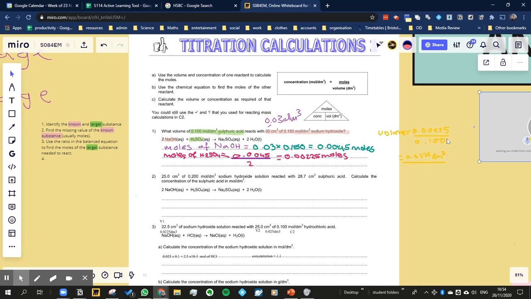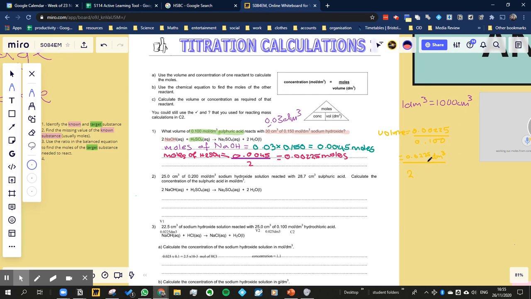So yeah, moles divided by concentration, that's the amount in decimeter cubed, and remember that 1 decimeter cubed is equal to 1,000 centimeter cubed. So we're going to simply just multiply that answer by 1,000.